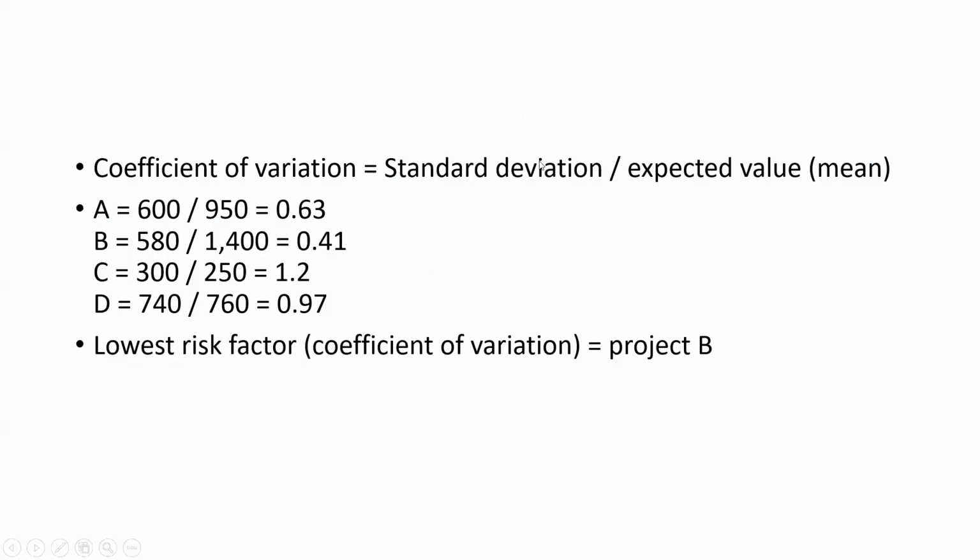So here, this is how we are going to calculate it. As I mentioned, standard deviation divided by the expected value is the coefficient of variation. For each project, we are going to calculate the coefficient of variation. For project A, the standard deviation is 600. We divide it by the expected value, which means the mean, so we get 0.63. For project B, 0.41. For project C, it is 1.2. And for project D, it is 0.97.